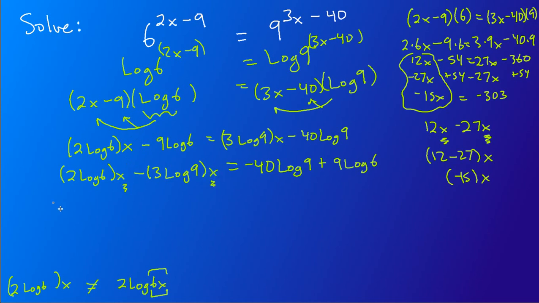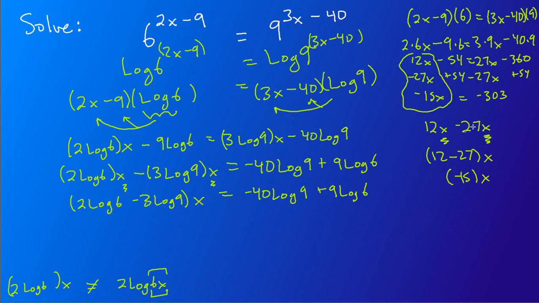So we're going to factor out the x. So we're going to write 2 log 6 minus 3 log 9, and we factor out the x. And then we'll leave the whole right-hand side the way it is. And technically, since these are the same base, we could bring in the negative 40, we could bring in the 9 as exponents, and combine them and write them as a single log, but we're not going to bother with that.